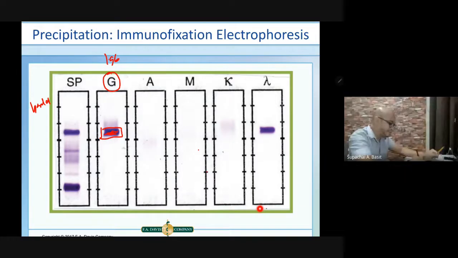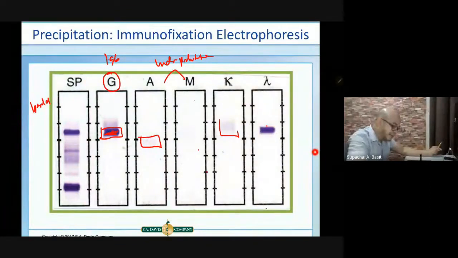Kasi makita nyo rito. Ito naman, yung letter A, alpha, and letter M, itong dalawang to, merong underproduction of antibodies. Kasi wala kayong makitang bands. And then this is where the kappa band should be. And this is where the lambda band should be. Ito naman, made up the light chains of antibodies.